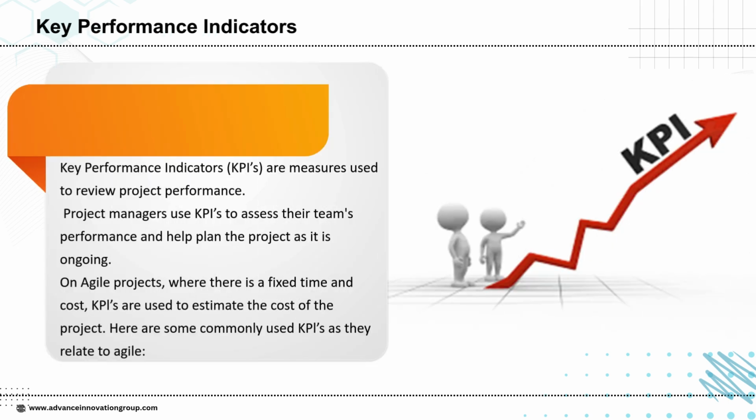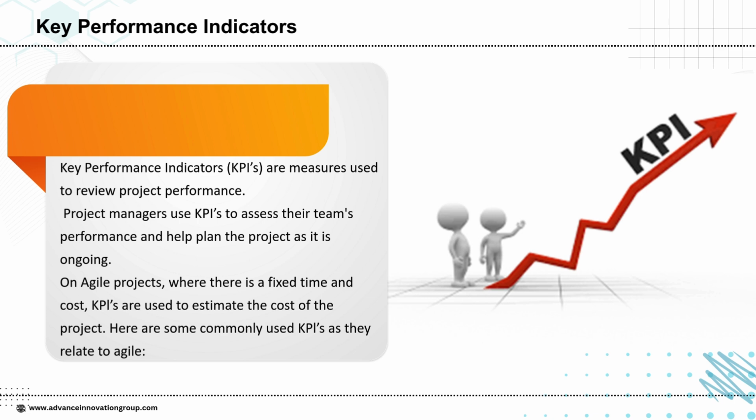Key performance indicators, or KPIs, are essential tools for measuring and reviewing project performance. They allow project managers to track how well the project is progressing and how effectively the team is performing. KPIs are not just about monitoring outcomes, but also about helping project managers make informed decisions and adjustments as the project continues. In agile projects, where time and cost are usually fixed, KPIs become even more critical.